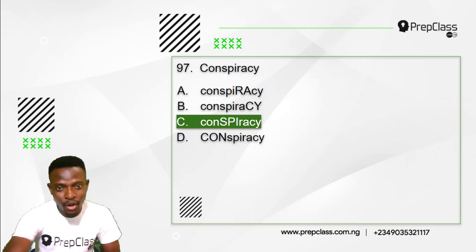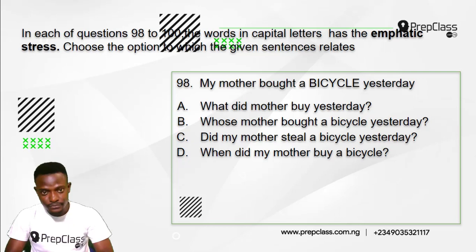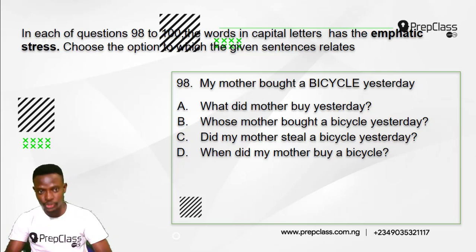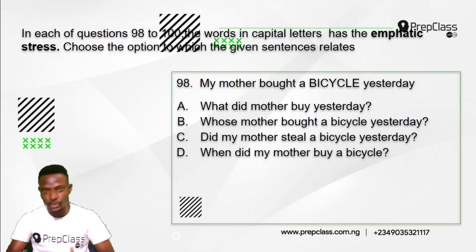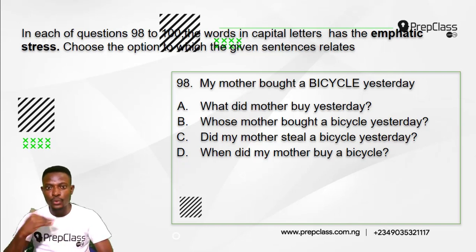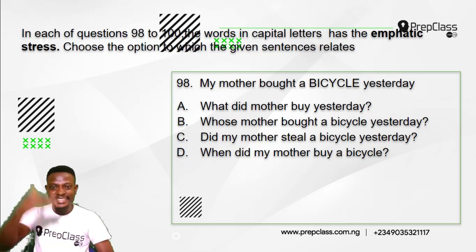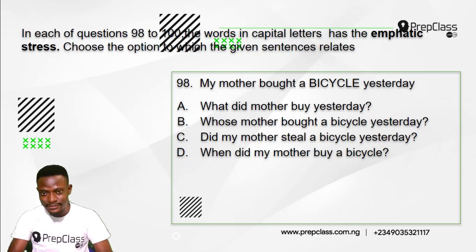Alright, moving on, question 98. Now, for questions 98 to 100, there is another instruction. The instruction reads, in each of the questions 98 to 100, the words in capital letters have the emphatic stress. So, we have to choose the option to which the given sentences relate.